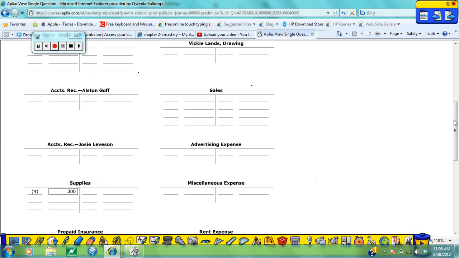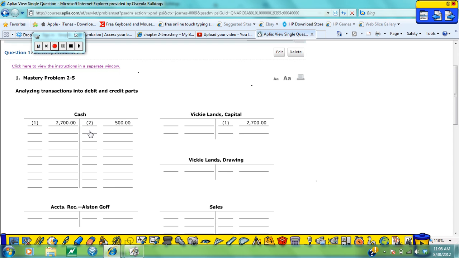And of course we paid cash, so parenthesis 4 parenthesis 300. Okay, you cannot skip any spots.